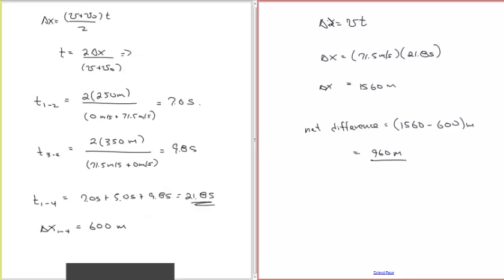The car that's moving without the pit stop goes at constant velocity for 21.8 seconds. It travels 1,560 meters. So the difference in the distances traveled, 1,560 minus 600, is 960 meters, and that's how far ahead the car will be. Okay, so that's it.